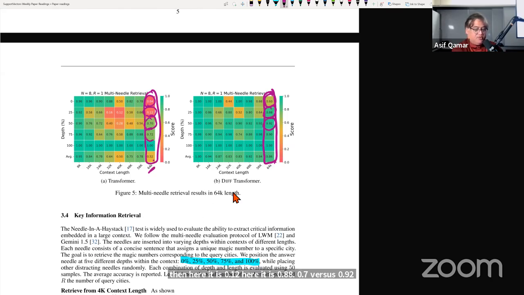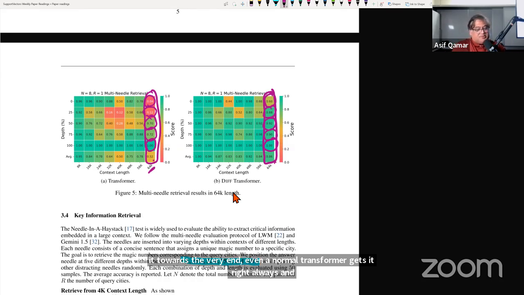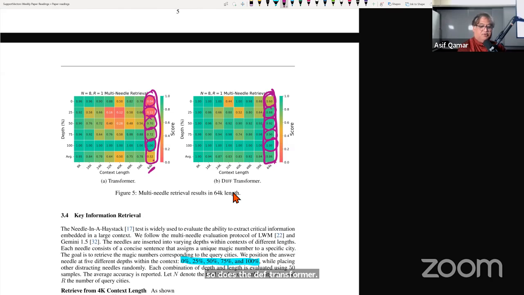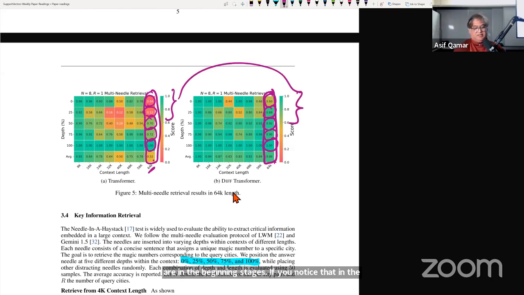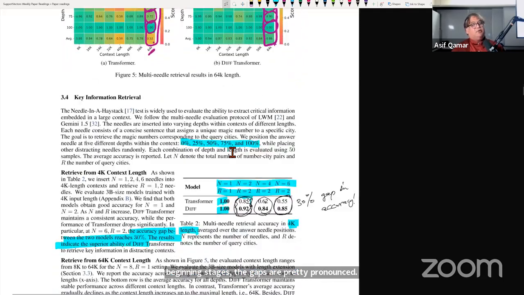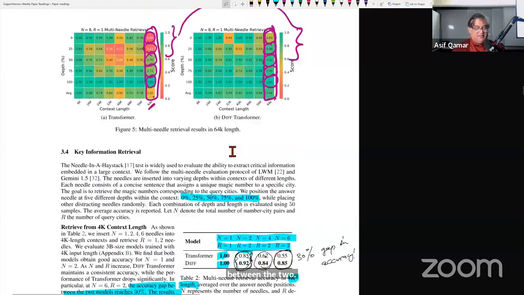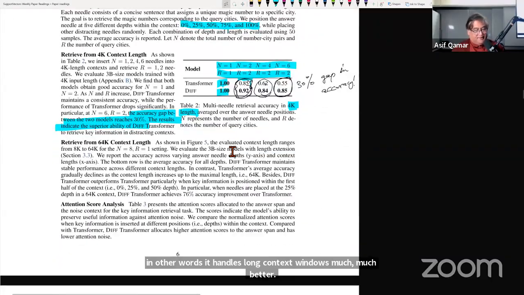If you start putting it towards the end, it begins to quickly saturate. You notice that it begins to saturate. And it turns out that if you put it towards the very end, even a normal transformer gets it right always. And so does the depth transformer. So the most pronounced gaps are in the beginning stages. In other words, it handles long context windows much better than a regular transformer.